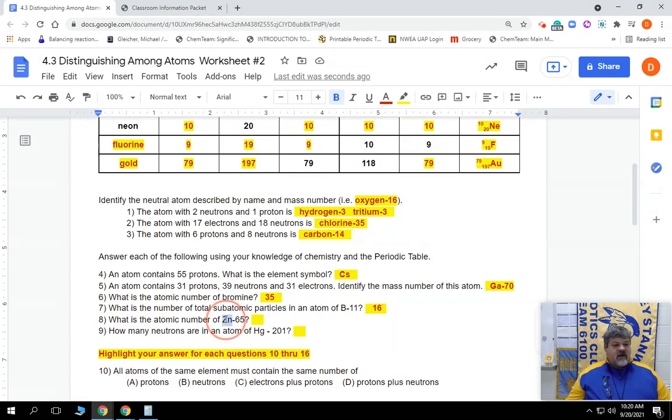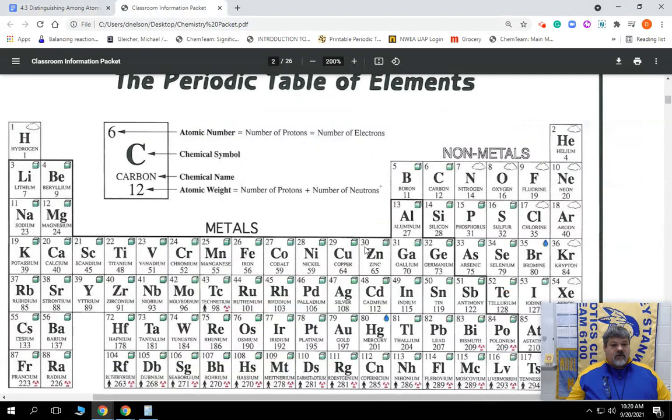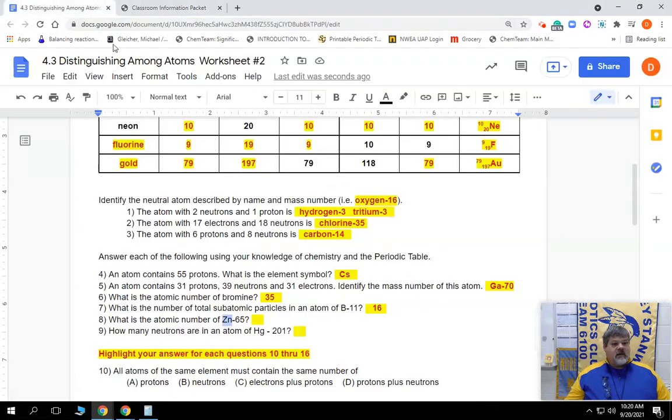So all we have to do is look at the atomic number for Zn, which is zinc. Go in here. Zinc is 30. So we go back. And so the atomic number for zinc is 30.